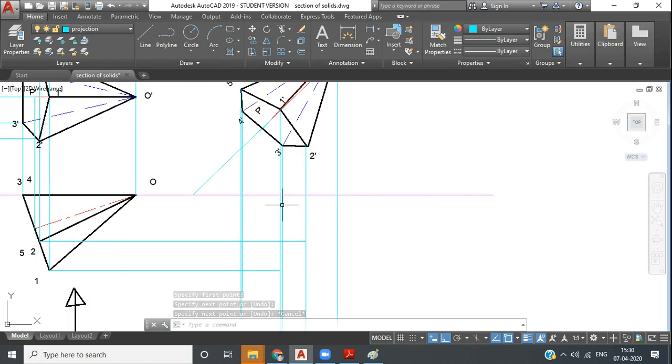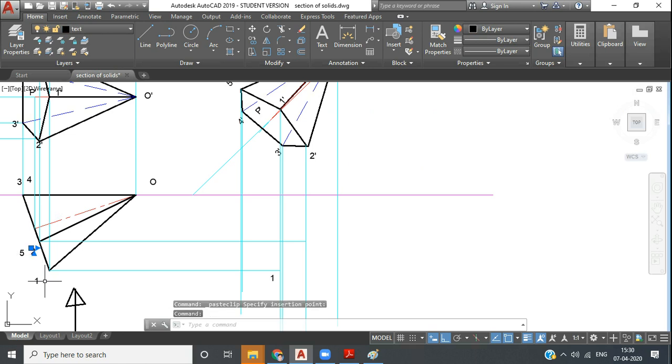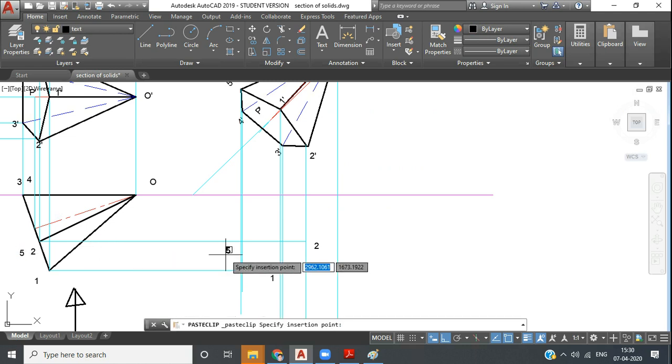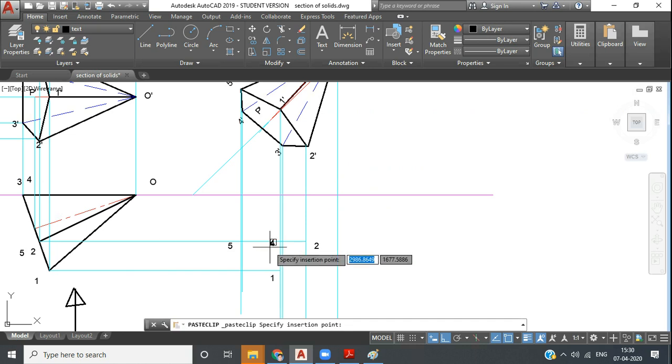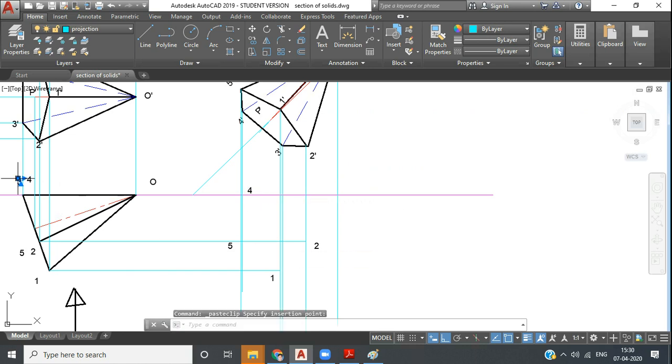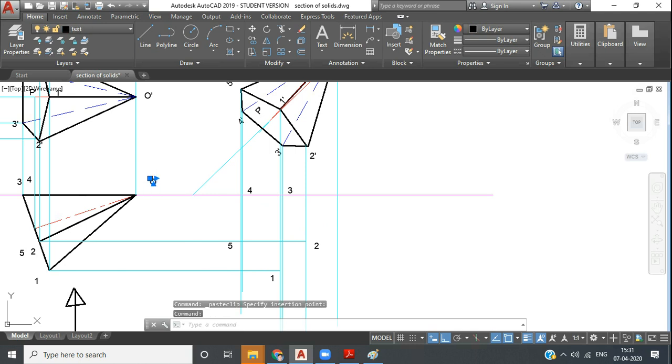Now you just have to copy this. So 3, we will go number wise. This is 1. 1 will come at the intersection of the 1 generator, here. Then 2, so 2 from the front view and 2 from the top view. Then 5 is coming here. Then 4, 4 will be here. Then 3. And then O. O should be here.